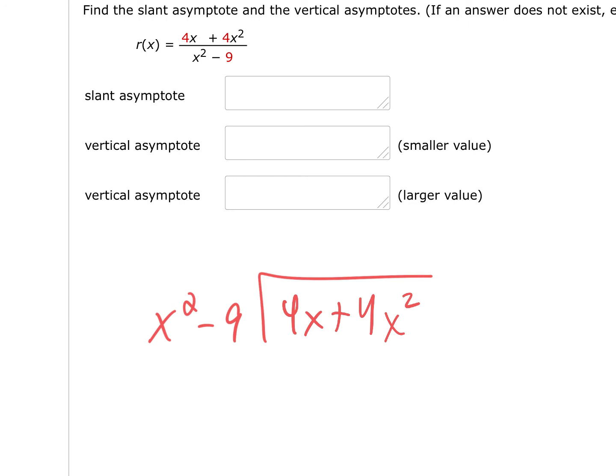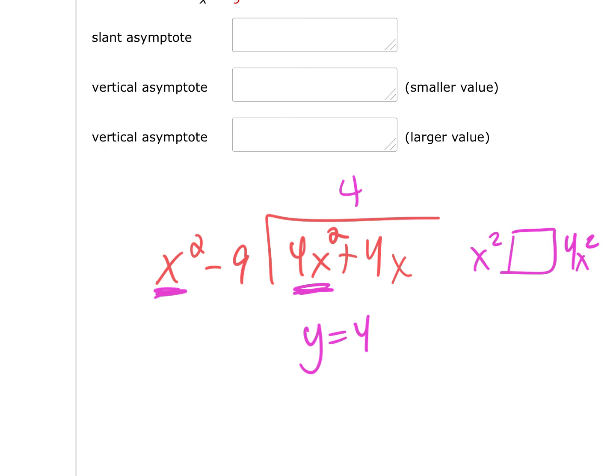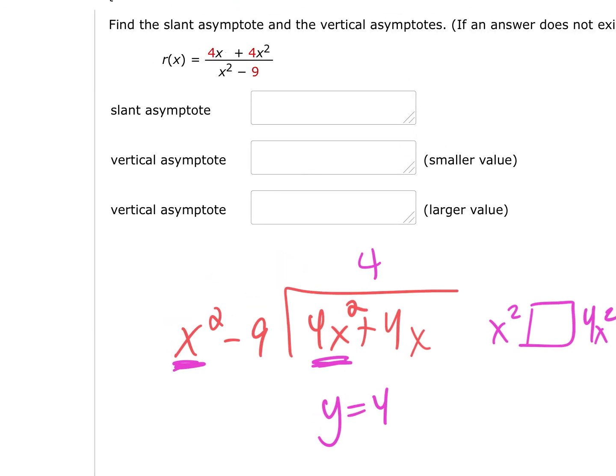First of all, you can't divide like that because it's not in standard form. Let me show you another reason why it's really important to make sure you're in standard form before you do anything. When I go here, guys, first term into first term, remember, my slant asymptote has to be y equals mx plus b. So x squared times what gives me 4x squared? 4. Is that in y equals mx plus b form? It actually is, because you'll have y equals 4, correct? But your slant asymptote has to have an x in it. So your answer here is none.